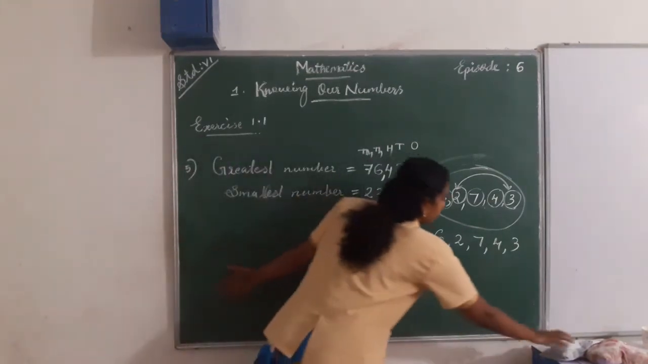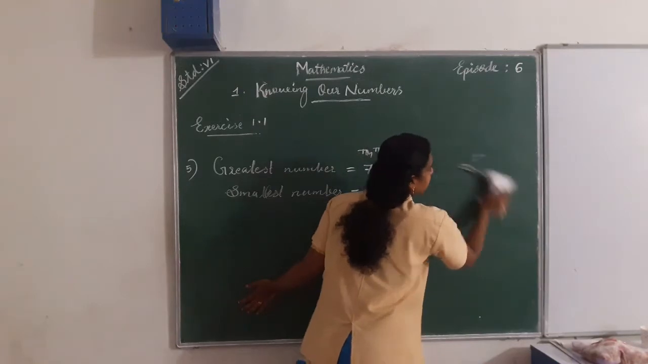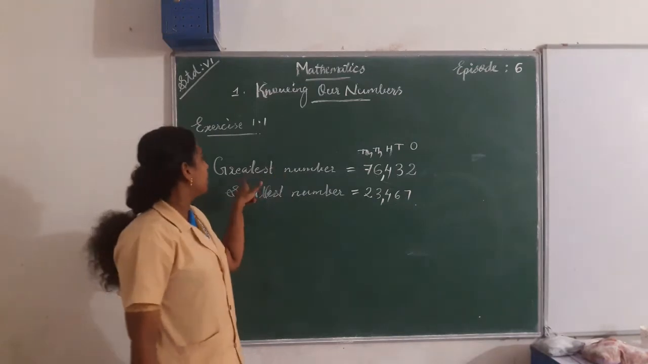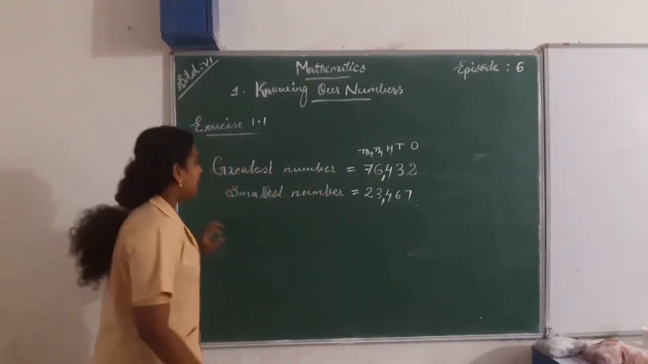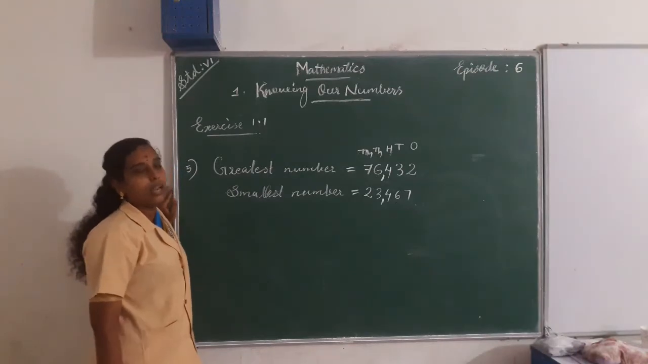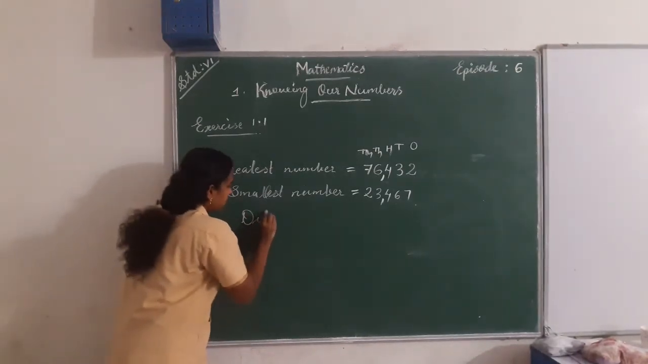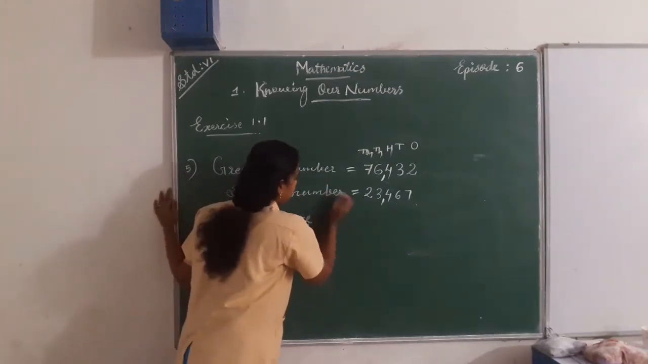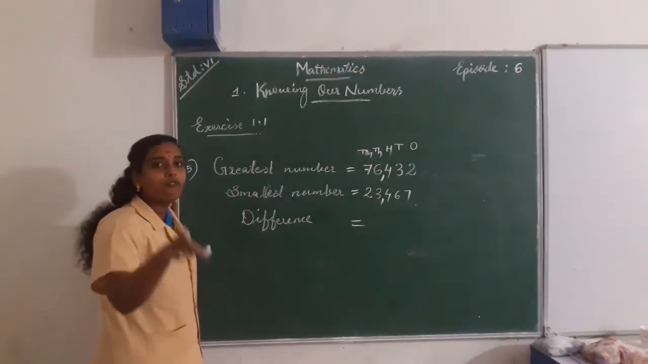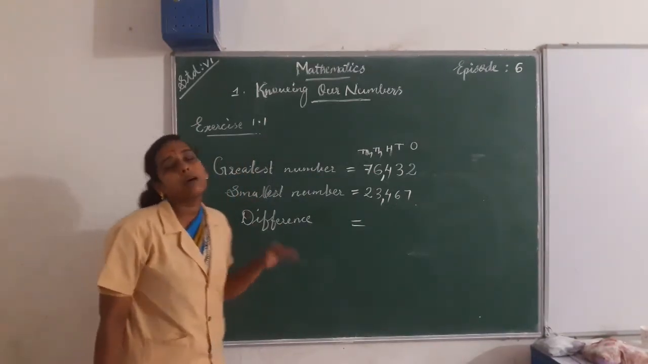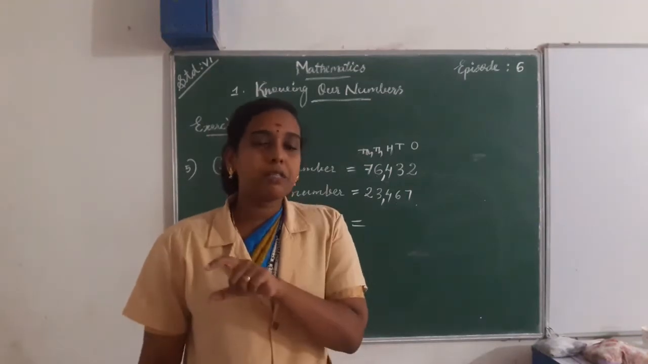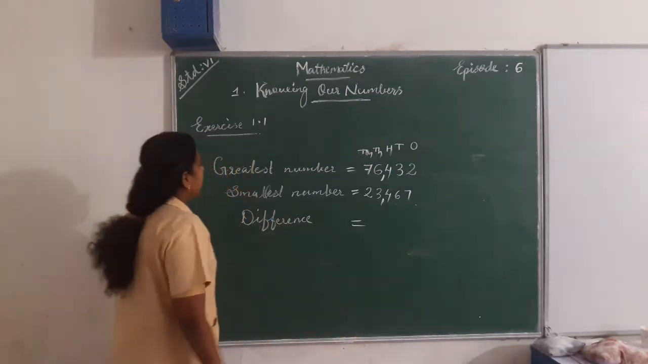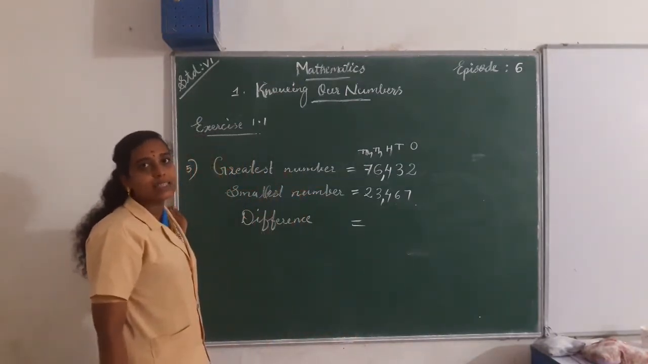And our question is, find the difference between the greatest and the smallest number using these digits. First we identify the greatest and the smallest numbers, and the next step is the difference between the numbers. For finding the difference, we use subtraction. So we subtract the smallest number from the greatest number.